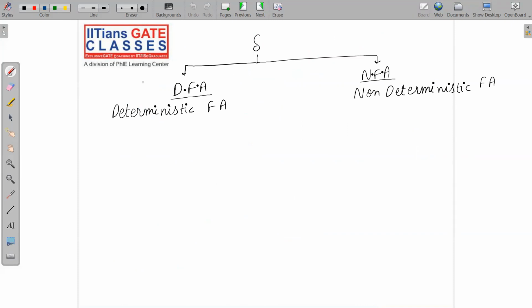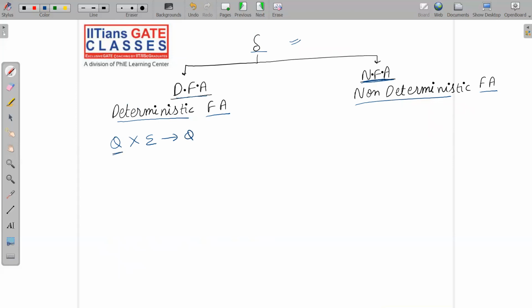Let's divide FA into two categories or two types of FA, that is DFA and NFA. Based on this delta, the transition function, we have divided FA into two types. DFA is deterministic finite state automata. NFA is non-deterministic finite state automata. Delta for DFA is like this, which I have already told you: Q cross sigma to Q.